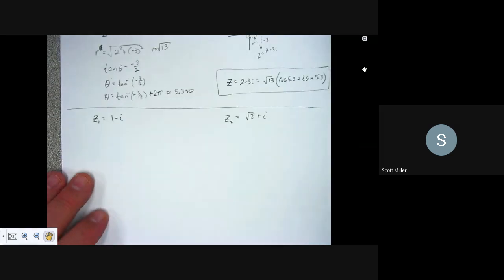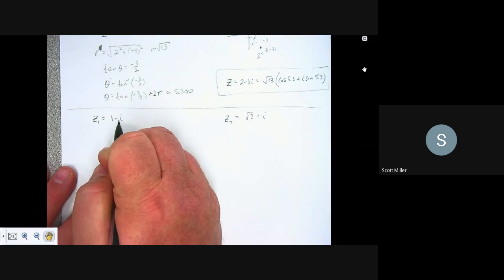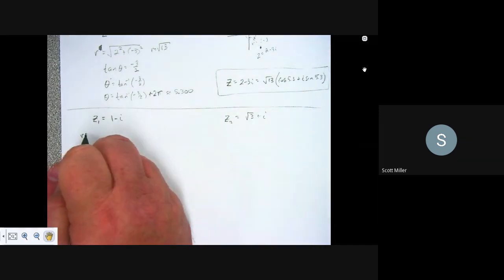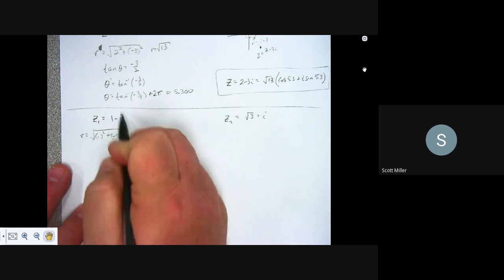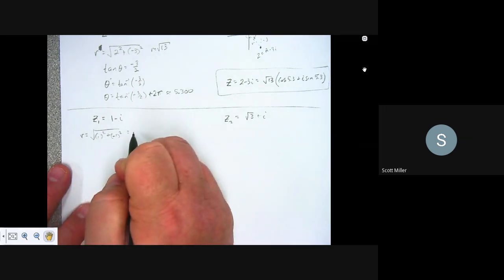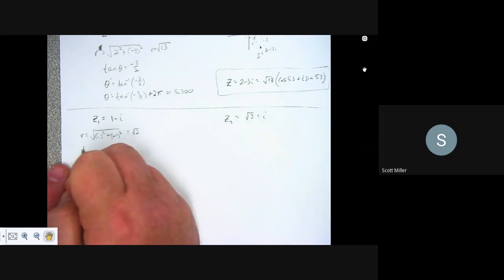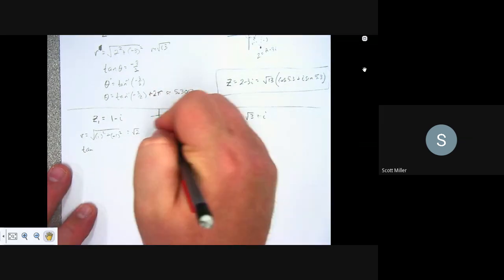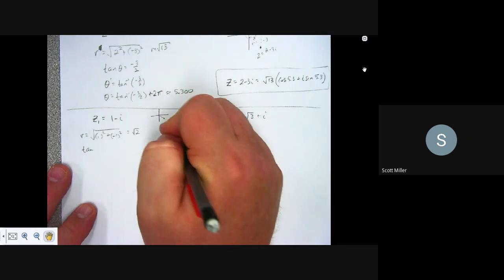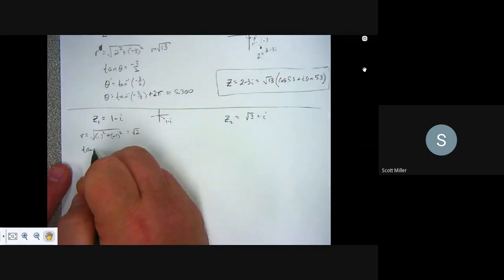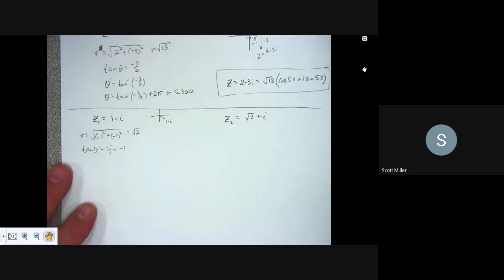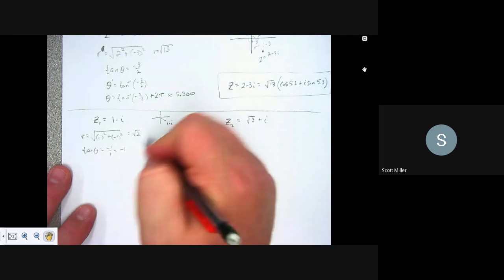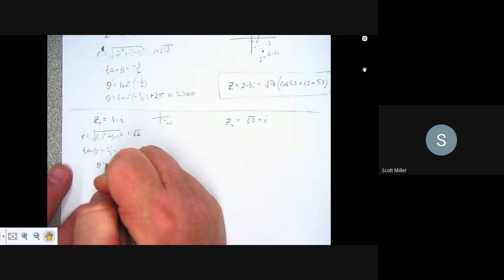So the first thing I want to do is put these into polar form. So we need to find the r first. It'll be 1 squared plus negative 1 squared. No i is involved in this. And so this gives me the square root of 2. The tangent of theta is negative 1 over 1, which is negative 1. So the quadrant 4 angle, where it's negative 1, tells me that my angle is going to be 7 pi over 4.